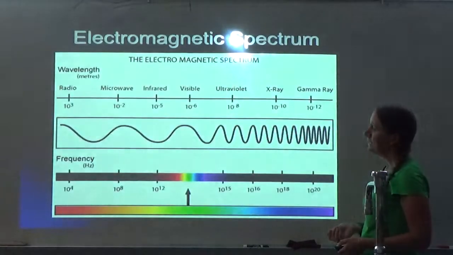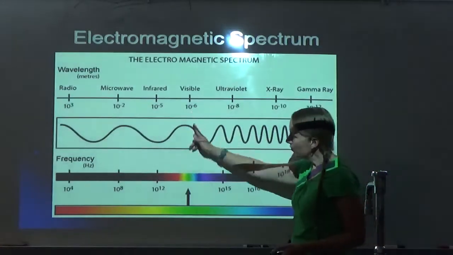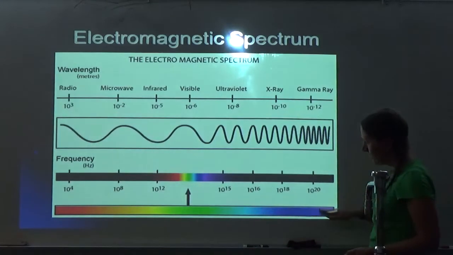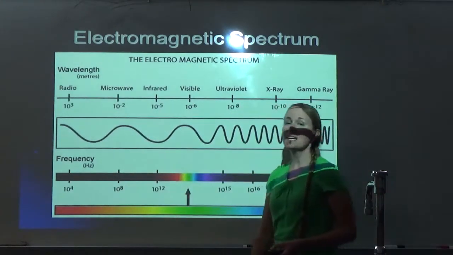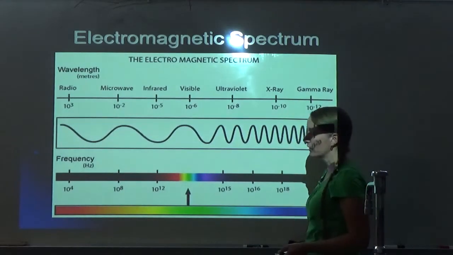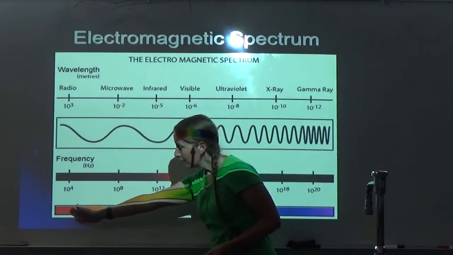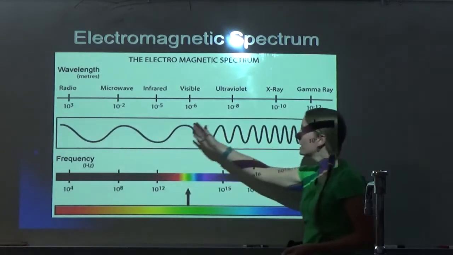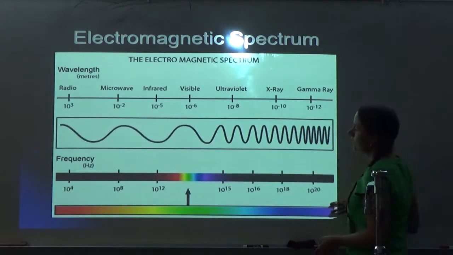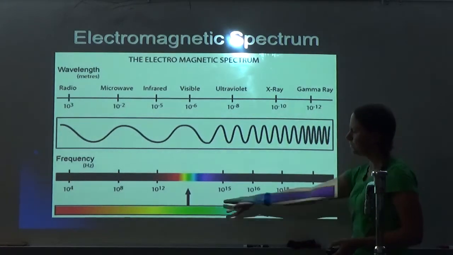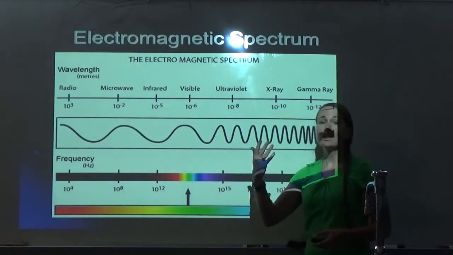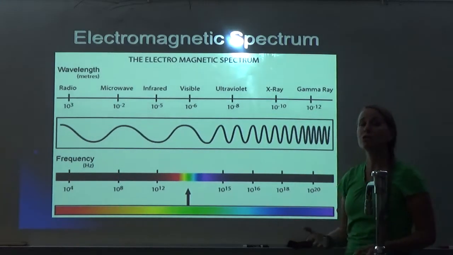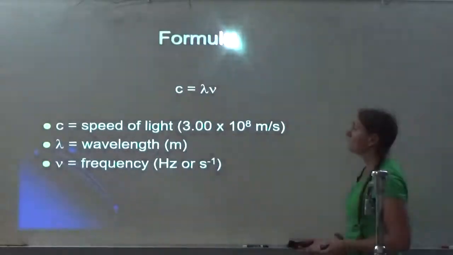So if I go back again, I can see that they've pulled the visible out right here. Okay, so remember, as we're going this way, we're increasing the length of the wavelength. So red should have a longer wavelength than all the other colors, okay? But red is the longest wavelength when it comes to colors of light.